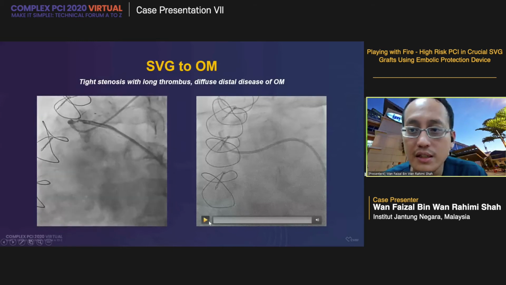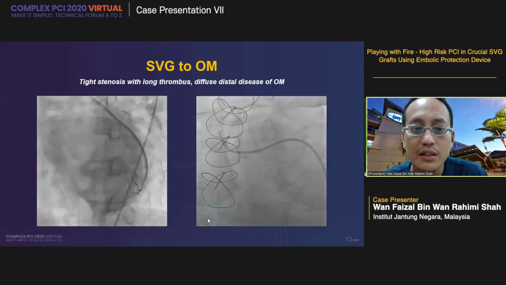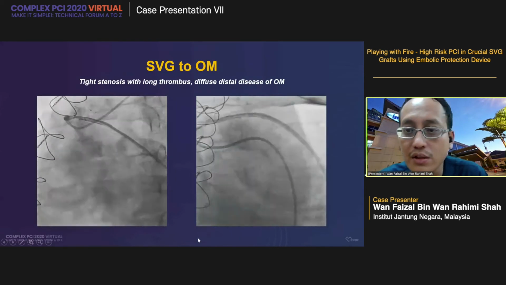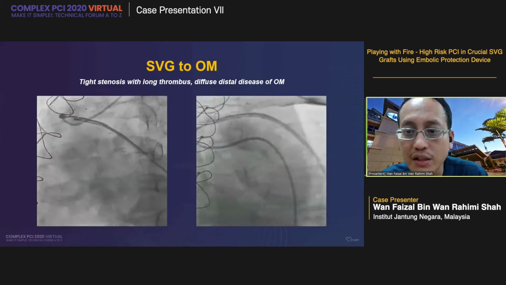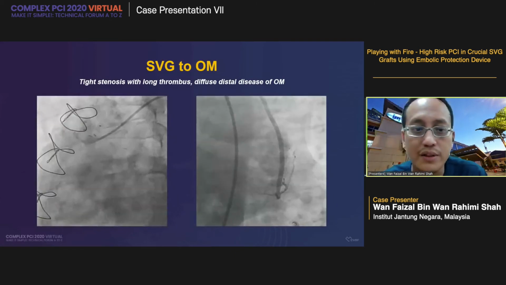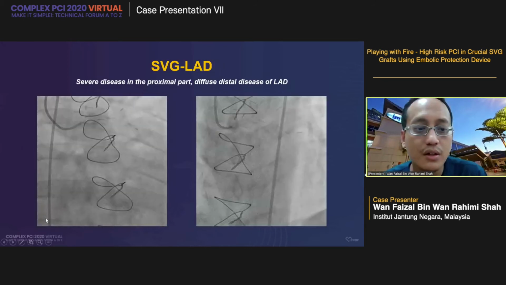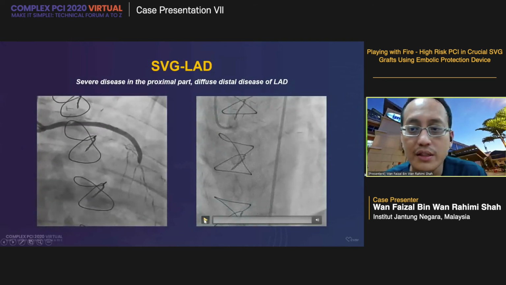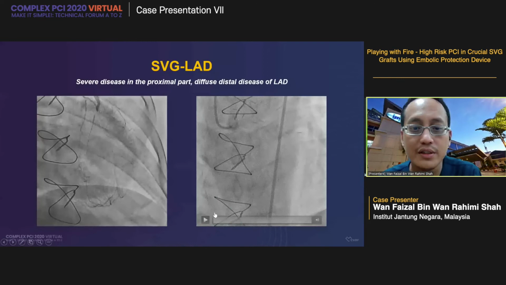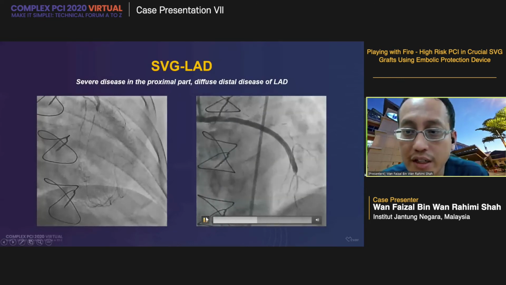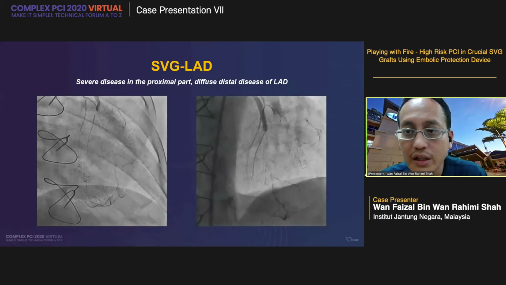Here, this is the venous graft to the OM. Notice that you don't just have a tight stenosis in the proximal part, but there's a long tail of thrombus rising from the plaque all the way up to near the distal part of the graft. The venous graft to the LAD also has significant disease in the proximal part. And again, as you can see, all of these grafts have very diffuse and small outflow. The distal part is also heavily diseased. So we are dealing not just with a diseased graft, there's also not much outflow after the disease.